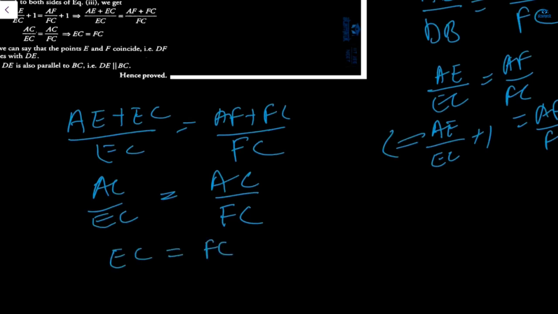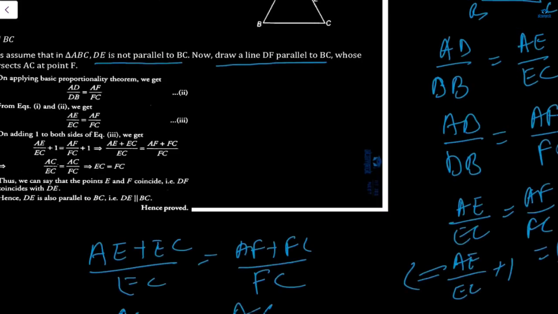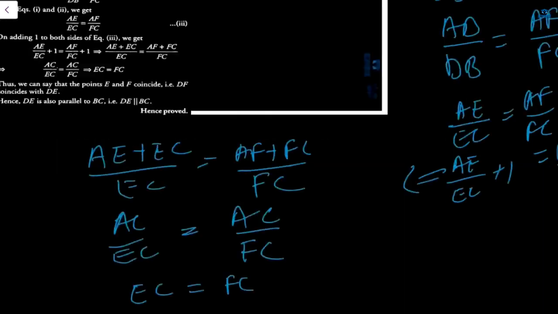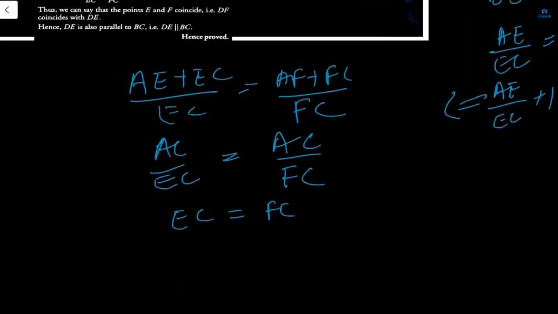Ma'am, why two AC? Can you show the figure once? Look at the figure. AE plus EC will also be AC, and AF plus FC will also be AC. So it will be AC only, okay, understood? So AC got cancelled, and you got that EC is equal to FC.